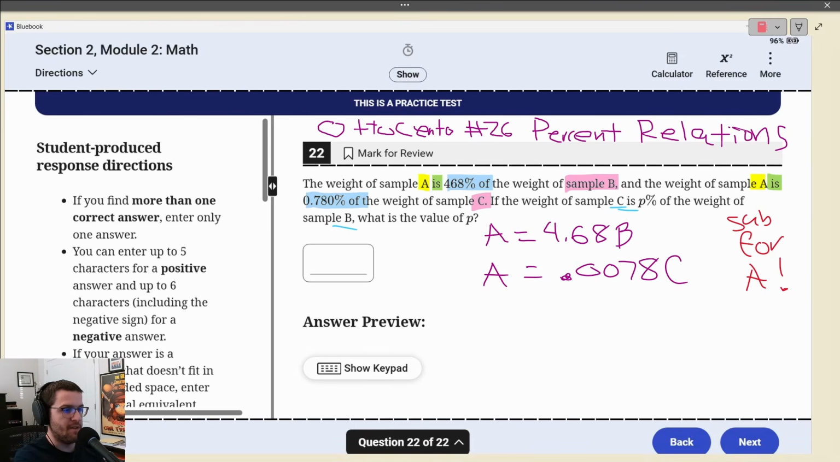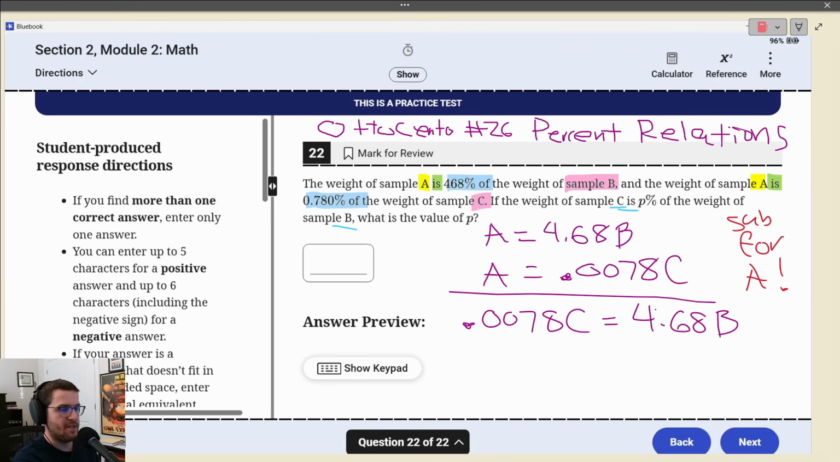And just planning ahead a little bit, it says C is, so that means C equals. So we want to get C by itself. So let me write that on the left side just to save myself some writing. So 0.0078C equals 4.68B. And again, it says C is, that means C equals. We want to get C by itself. So we got to move that 0.0078. So we're going to divide both sides by 0.0078. Wow, that comes out really nice.